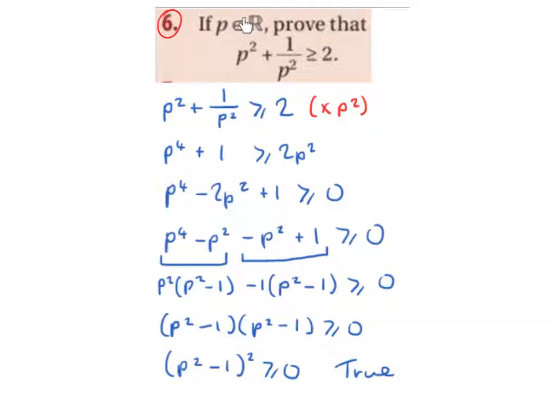If p is an element of R, the real number set, prove that p squared plus 1 over p squared is greater or equal to 2. Well, what we're going to do first of all is try and get rid of the fractions.